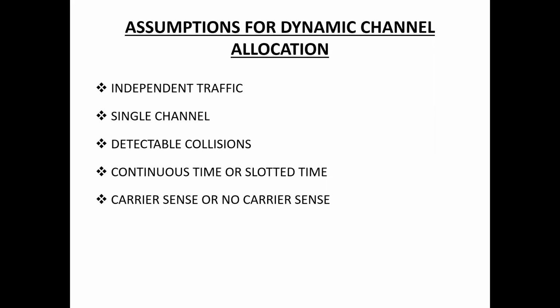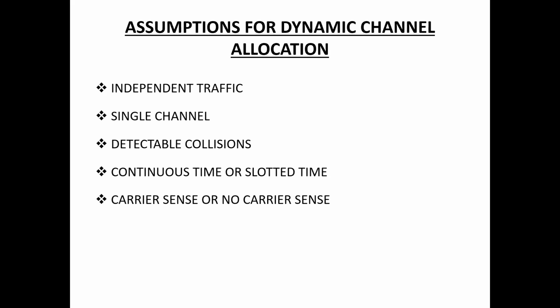So first assumption is the independent traffic. It is assumed that the users are independent of each other. That is, each user has to send or receive data which is independent of data transmission of other users in the network systems. That is, one user is independent of the other user.